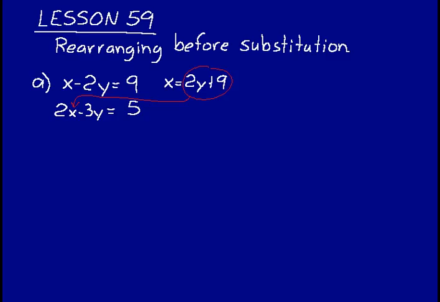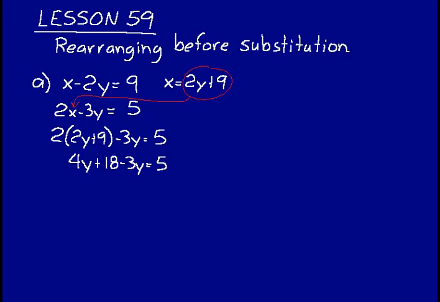We can do this substitution because those are equal relationships. x equals 2y plus 9. We're saying that's what x equals, and so we can put it in there for x in the second equation. It's just another way of representing x. So now we can say 2 parentheses 2y plus 9 minus 3y is equal to 5. And then we can go ahead and simplify that. 2 times 2y is 4y plus 2 times 9 is 18 minus 3y is equal to 5.